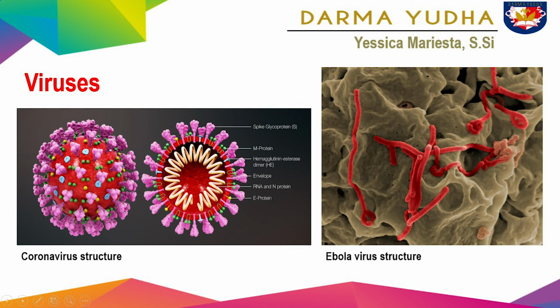And then the second one, you can see, is the Ebola virus structure, and it actually has a different form from the coronavirus. And for the virus shape, they have various types of shapes, but I will only show two kinds of shape in this slide.